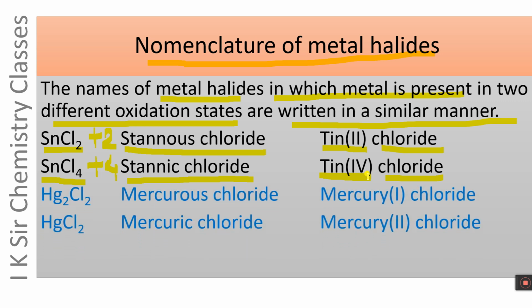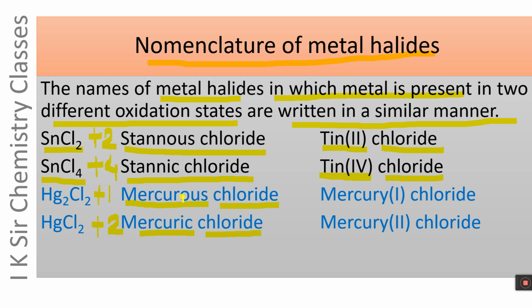Mercury forms two chlorides, Hg2Cl2 and HgCl2. The oxidation state of mercury in Hg2Cl2 is +1, while that in HgCl2 is +2. The name of Hg2Cl2 is mercurous chloride, and HgCl2 is mercuric chloride.